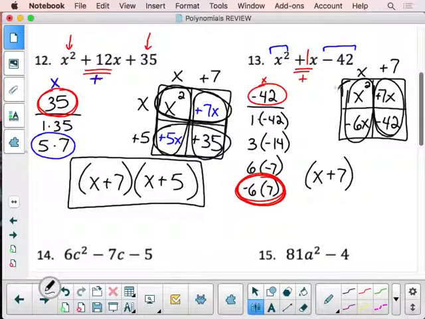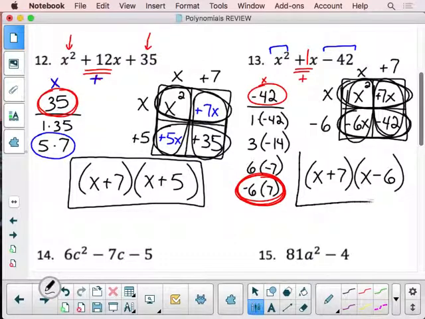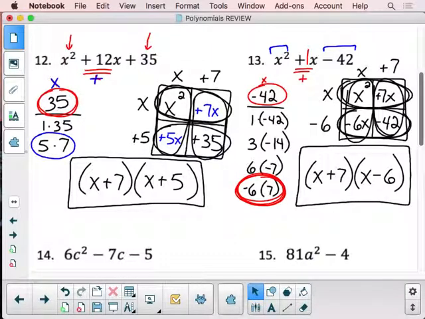Now we go horizontally. X squared and 7x. What do they have in common? They're both divisible by x, so we factor out an x. And now negative 6x and negative 42. Do you see how they're both negative? So we want to take out a negative, and they're both divisible by 6. And now we have our factors, x plus 7 times x minus 6. And those will be your solutions for 10, 11, 12, and 13.